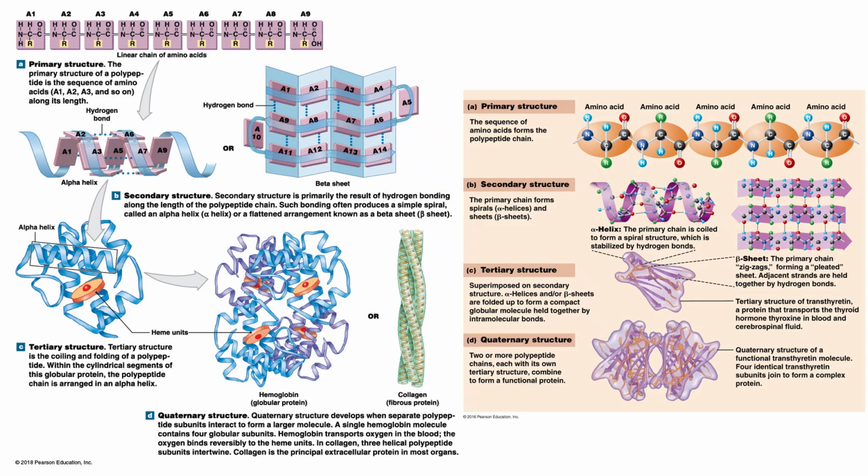Our last structure is going to be the quaternary structure. And here you can see we have two purple proteins and two blue proteins. They're going to smash together and make this gigantic protein right here. In this case, it happens to be hemoglobin, and that's going to be the quaternary structure. We have multiple tertiary structures that come together.